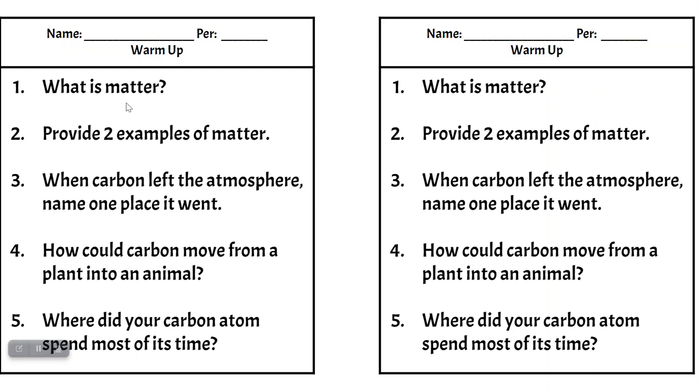Our warm-up questions were the following 5 questions. See if you can think about the answers to these from your past classes. Our questions are: what is matter? What are 2 examples of matter? When carbon left the atmosphere, thinking about the day that we pretended to be a carbon atom, what is one place it might have gone? How can carbon move from a plant into an animal? And where did your carbon atom spend most of its time if you were doing that carbon activity?